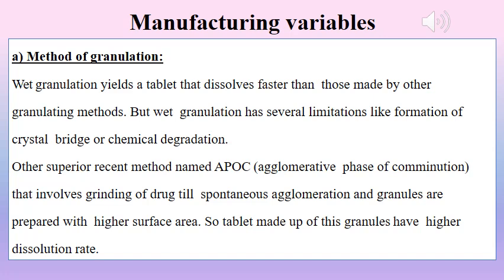To solve this problem, a superior method called agglomerative phase of comminution has been developed. This involves grinding of the drug until spontaneous agglomeration and granules are prepared with higher surface area, which will impart higher dissolution rate.